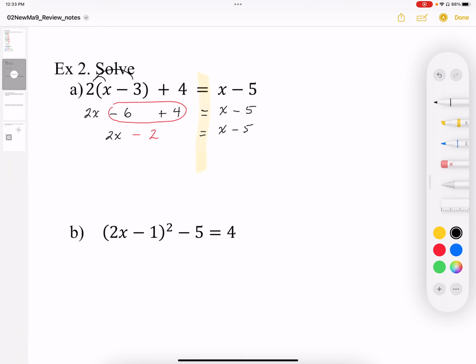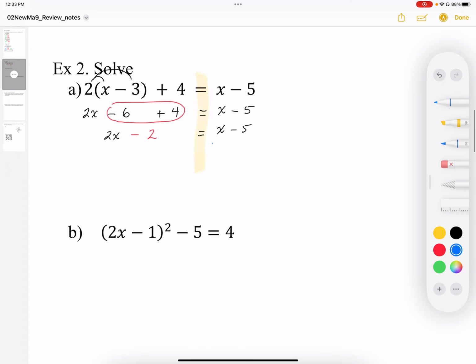So at this point, we have an equation. We're solving for x, so we need to get x by itself. So we want to group the x's on one side. So what I'm going to do is get rid of the x here with the minus x. And because it's a balance, I have to make sure I do the exact same on the other side. So minus x there.